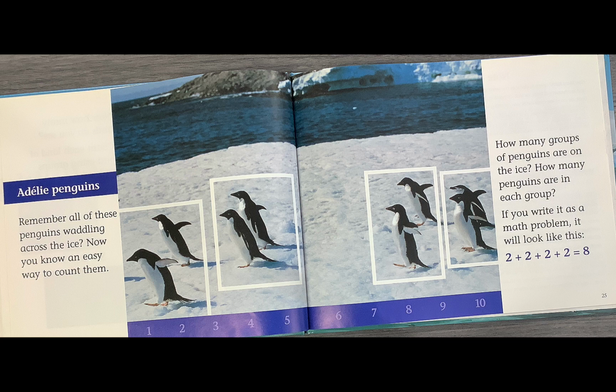Adelie penguins. Remember all of these penguins waddling across the ice? Now you know an easy way to count them. How many groups of penguins are on the ice? How many penguins are in each group? If you write it as a math problem, it will look like this. 2 plus 2 plus 2 plus 2 equals 8.